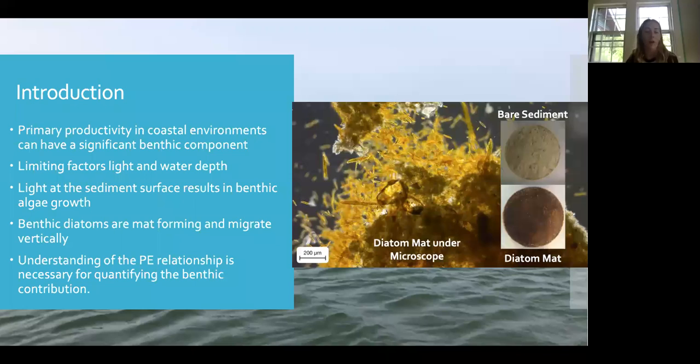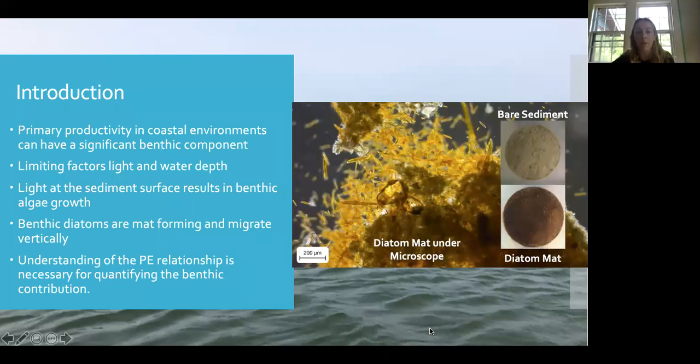Activity in coastal environments can have a significant benthic component. In shallow coastal regions, light can reach the sediment surface, resulting in growth of benthic algae such as mat-forming diatoms. Since light is the limiting factor based on water depth in tidal areas, understanding the photosynthetic downwelling irradiance, which is the PE relationship, is necessary for quantifying benthic primary productivity on a day-night cycle.